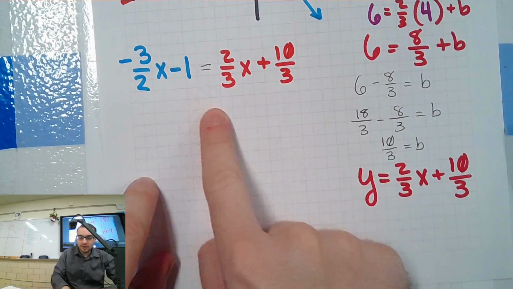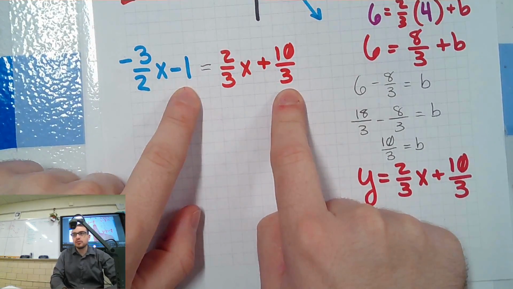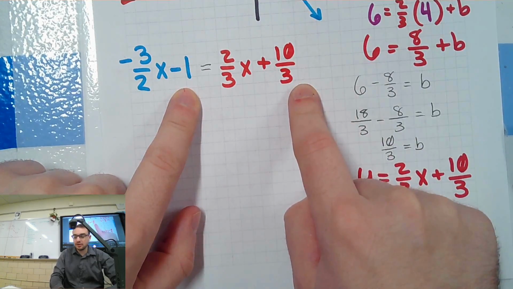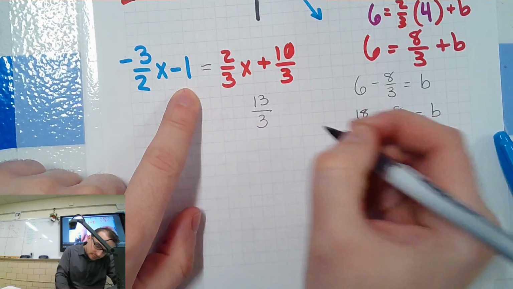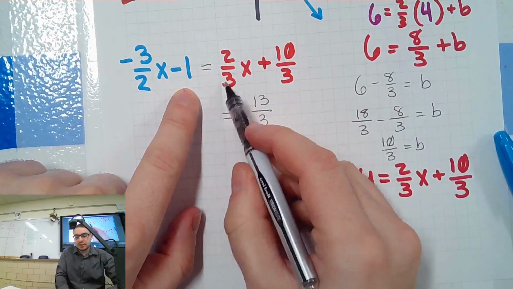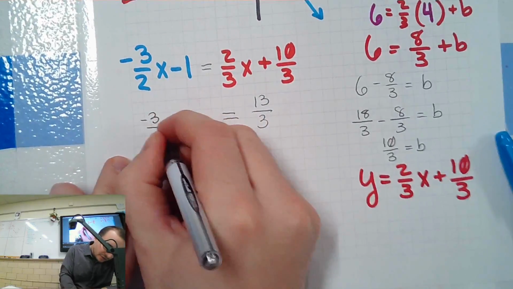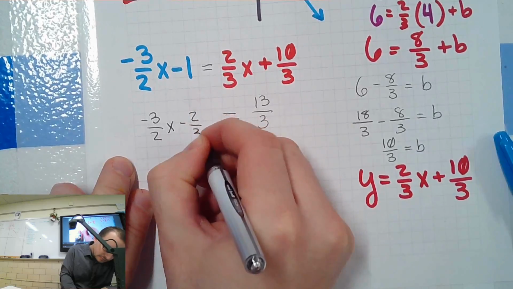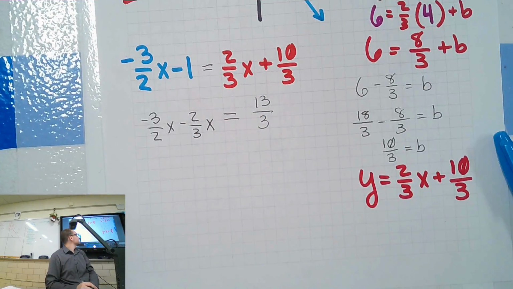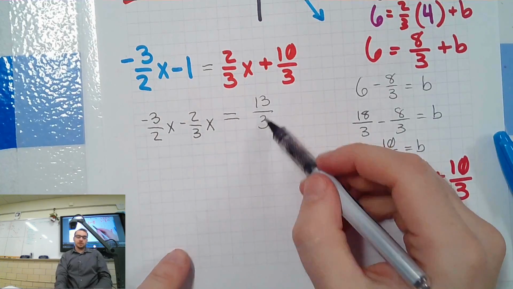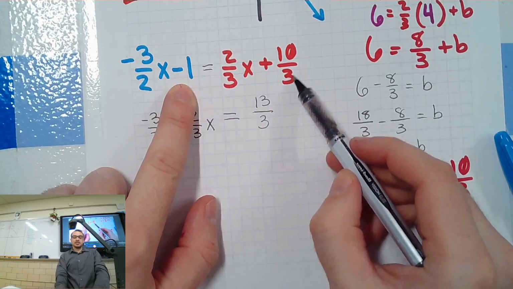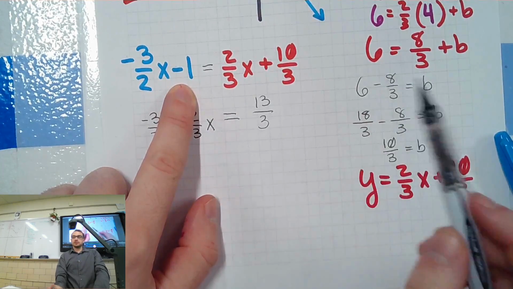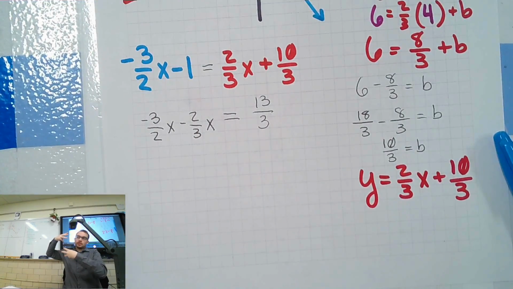I'm going to add 1 over to here. How many thirds are in 1? 3 thirds. So if I'm adding 3 thirds to 10 thirds, how many thirds do I get? 13 thirds. I'm going to move over the 2/3 x by subtraction. I'm going to write that out so we can solve that. And now I'm here. Again, how did I get 13 thirds? I said 1 is the same thing as 3 thirds. So when I add that to 10 thirds, 3 thirds and 10 thirds is 13 thirds. 3 over 3 is still 1.